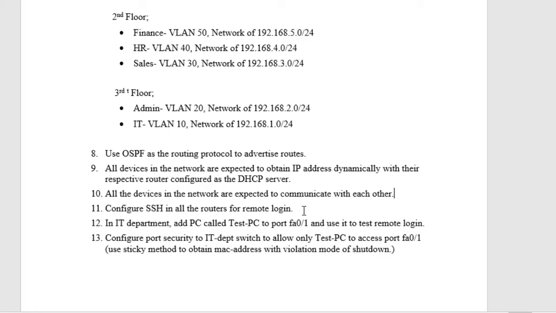Then this one, sorry, FA 4 to 5, I mean interface range 4 to 5. Switchport mode access, access VLAN 40. Sorry, it should be VLAN 40, not 30. I'll modify it. Here is 30, sorry. Then here should be 40.